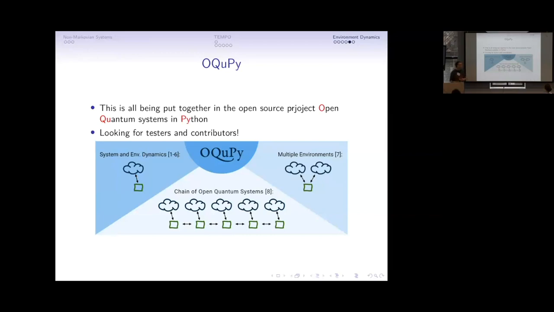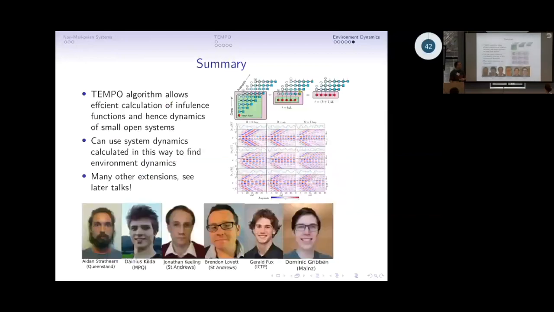To summarize, I've shown you this TEMPO algorithm, how it's constructed, how it works, how we build it up. I've shown that we can use it to calculate dynamics of small quantum systems quite precisely, and also we can use it to find environment dynamics, and there are going to be quite a few talks on using this to do other things. Just to thank all of the people that actually did the work on this. Thanks very much.